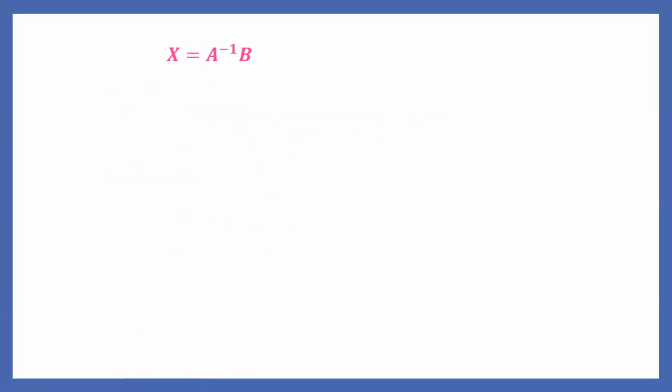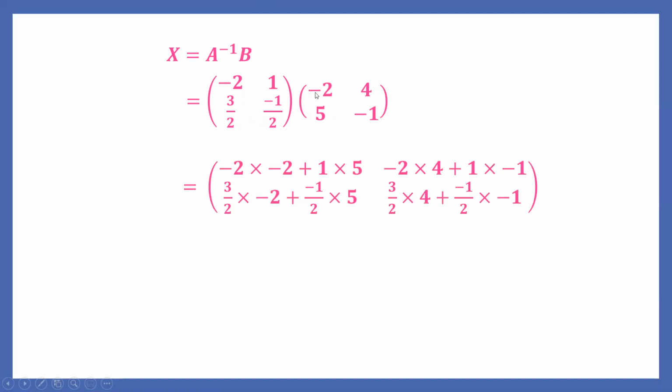Now, X is equal to A inverse times B. A inverse we have just found. Here's matrix B, and I need to multiply these two matrices. So I will have -2 times -2 plus 1 times 5 here. -2 times 4 plus 1 times -1, which I put here. Then 3/2 times -2 plus -1/2 times 5, which I put here. And finally, 3/2 times 4 plus -1/2 times -1, which I place here. Simplifying, I will get my matrix X as 9, -9, -11/2, and 13/2.